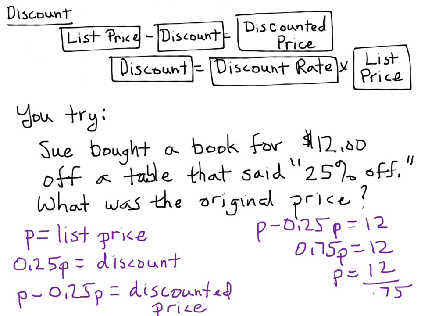And that makes sense. If you have 16 that you're going to take off a fourth of the price, a fourth of 16 is $4, and 16 minus 4 is $12, the discounted price.